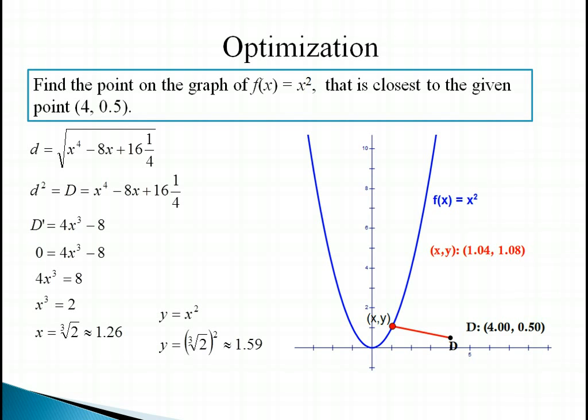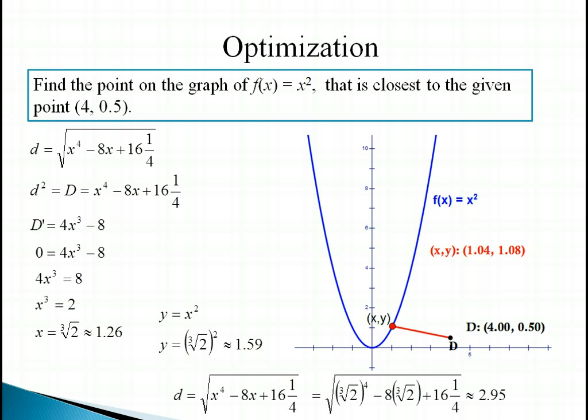Now what we want to do is figure out what is that distance now that we have our x and our y values. So what we would do is take those x and y values and go back and plug it into our formula for the distance. All right, not just what's underneath, but we have to take the square root of it as well. So I ended up with 2.95, which is kind of what we expected to find from looking at our graph earlier. So that means that when x is 1.26 and y is 1.59, we have a minimum distance which is 2.95.